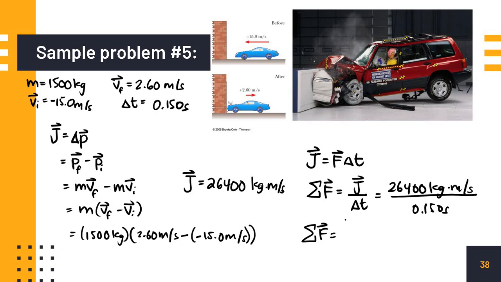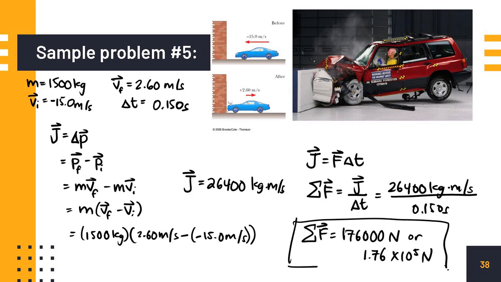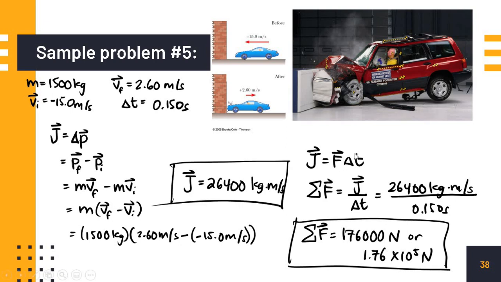So the net force received by the car is 176,000 newtons. Or you can write it down using scientific notation. That's 1.76 times 10 raised to 5 newtons. And this is our final answer. Or these are our final answers.